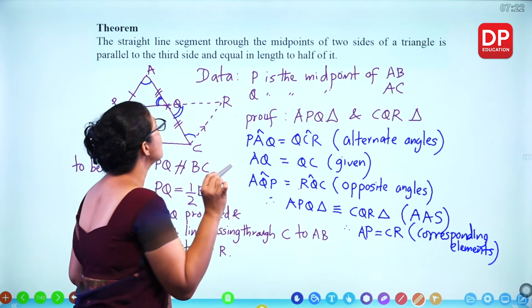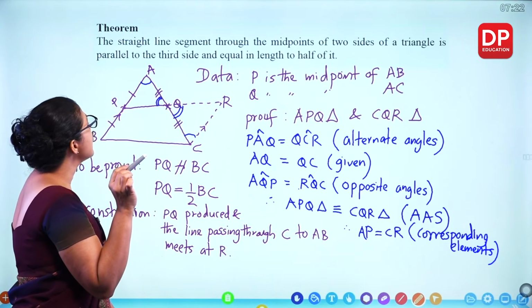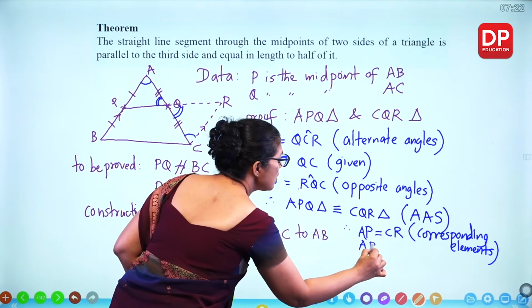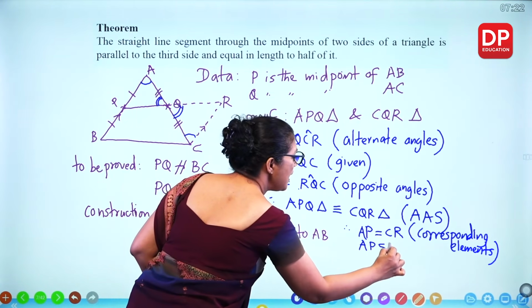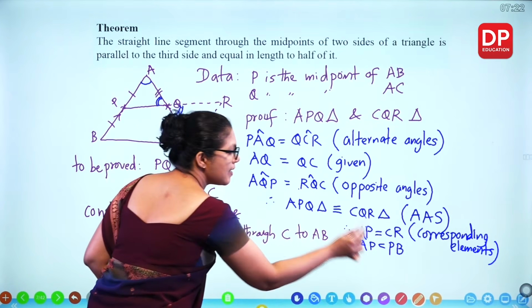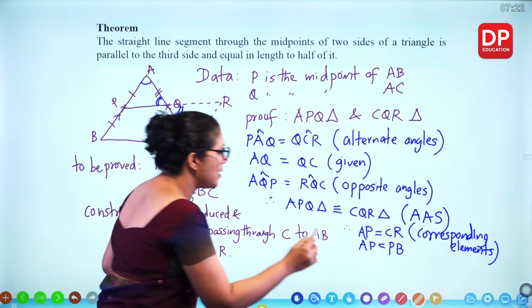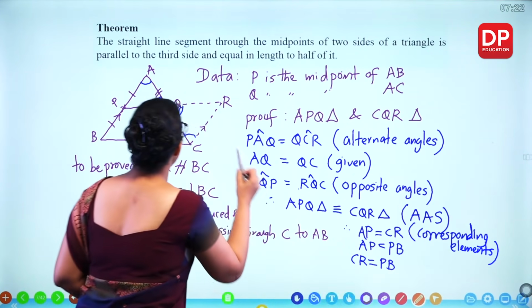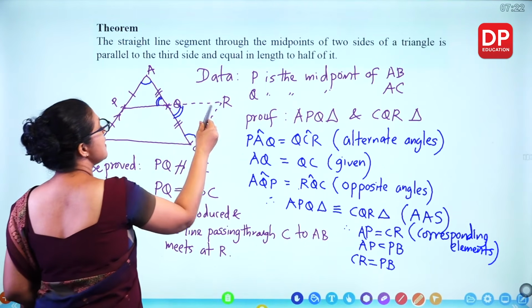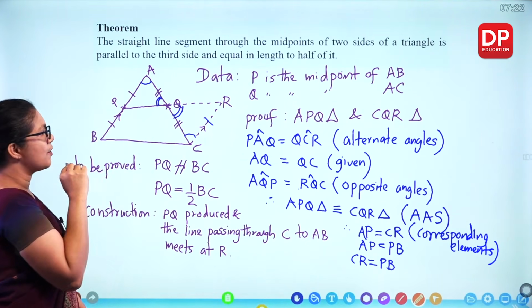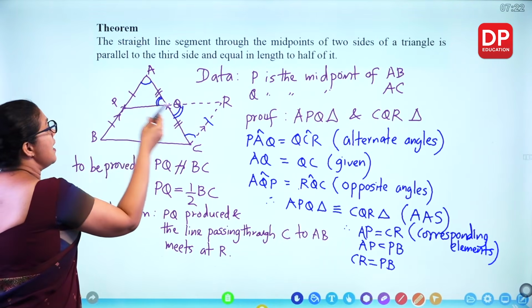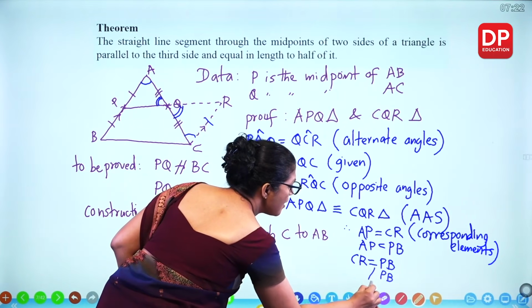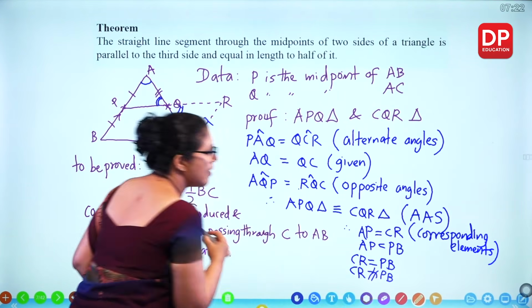Then, if these two sides are equal, we can say AP is also equal to PB. Then, the left hand side is equal, so we can write CR is equal to PB. Then, PB is equal to CR. So, this is also equal. Then, BP or PB is parallel to CR. That's given.